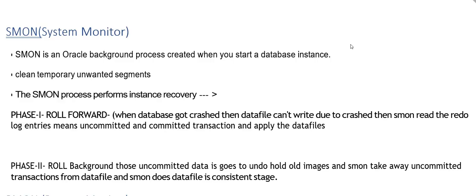Okay, so what is roll forward? Roll forward means, for example, your database got crashed. At that time, the data files can't be written due to the crash. At that time, SMON, the system monitor, reads the redo log entries, meaning uncommitted and committed transactions, and applies them to the data files. Whatever committed transactions there are will be rolled forward and sent to the data files through SMON.